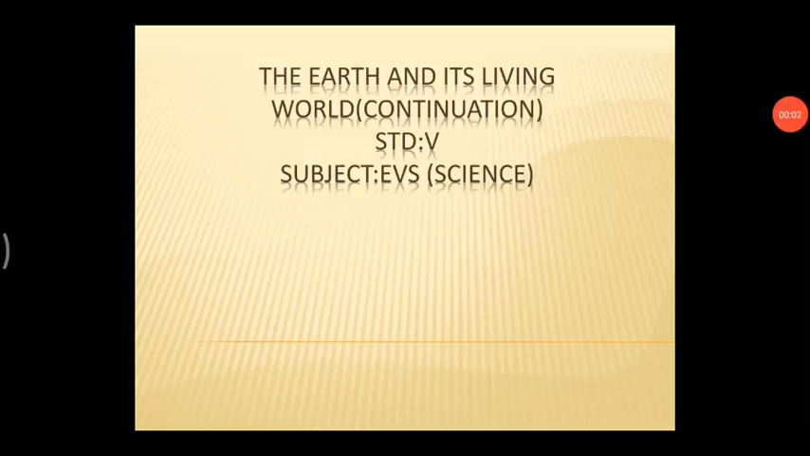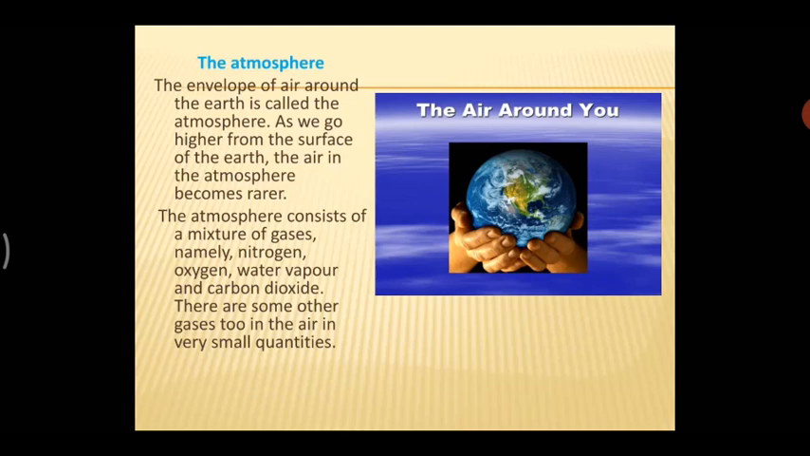Hello students, let's continue with the chapter that was pending, that is the earth and its living world. So now we are going to learn about the atmosphere. The envelope of air around the earth is called the atmosphere. As we go higher from the surface of the earth, the air in the atmosphere becomes rarer. Rarer means less. Our earth is surrounded by a layer of air all around, and this layer of air is called the atmosphere.